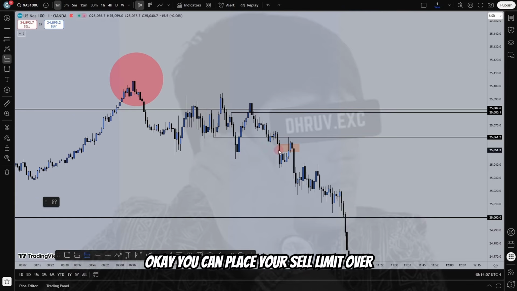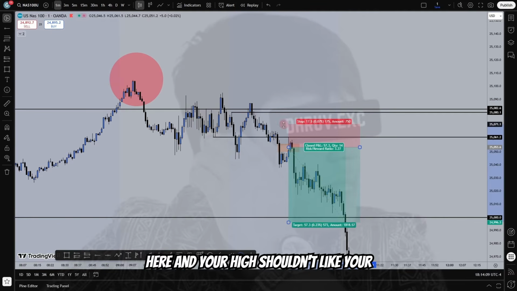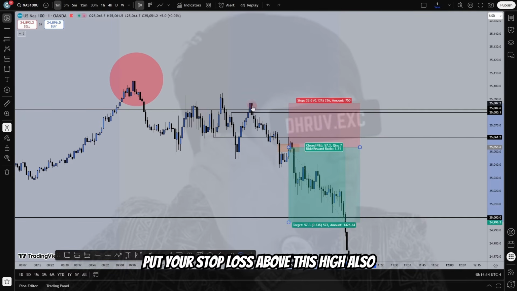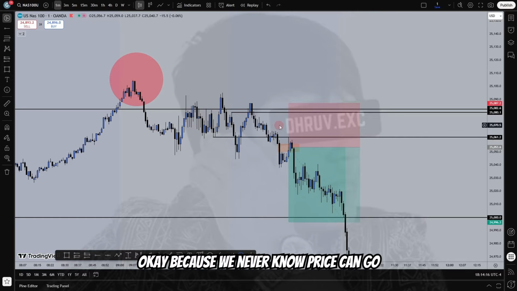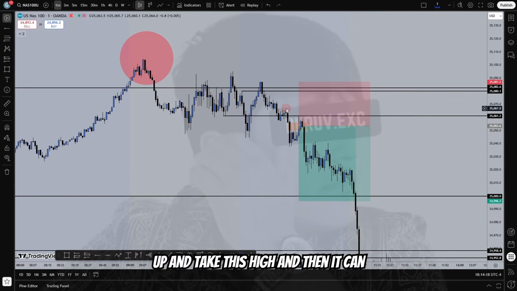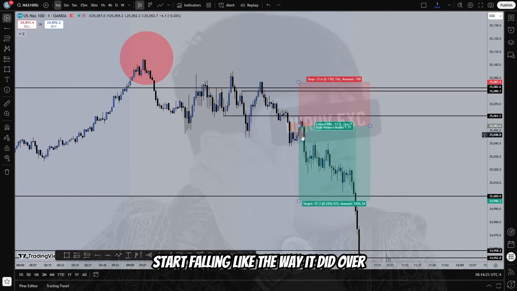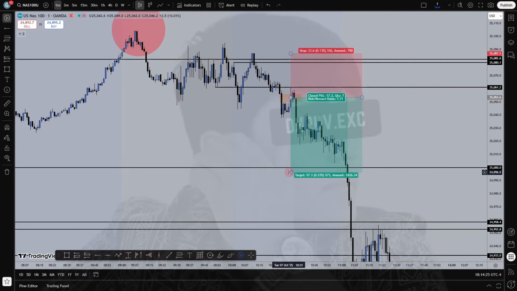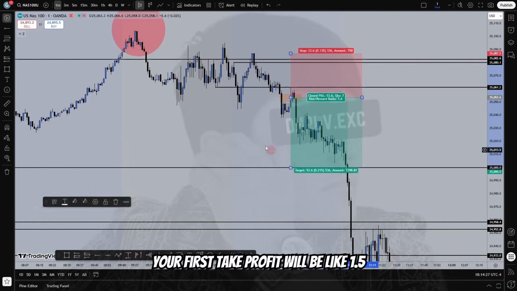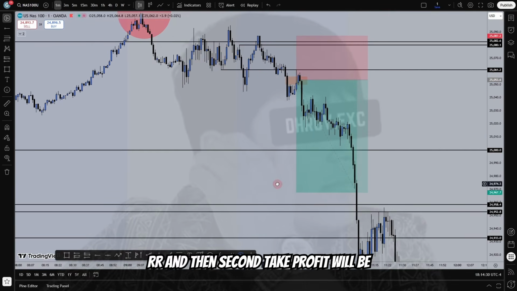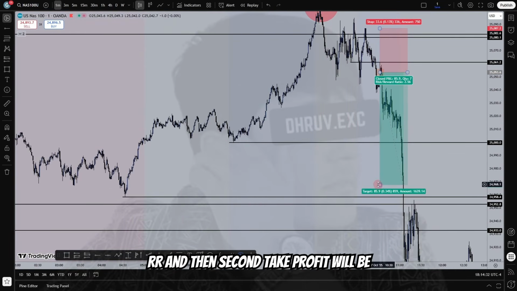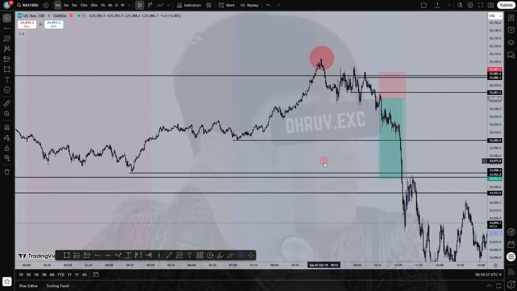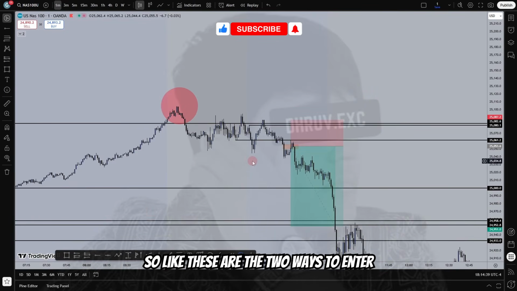Okay, you can place your sell limit over here, and your stop loss should be over here, or you can put your stop loss above this high also. Okay, because we never know, price can go up and take this high and then it can start falling the way it did over here, right? So now your first take profit will be like 1.5 RR, and then second take profit will be close to 1:3, right? So these are the two ways to enter in the market.